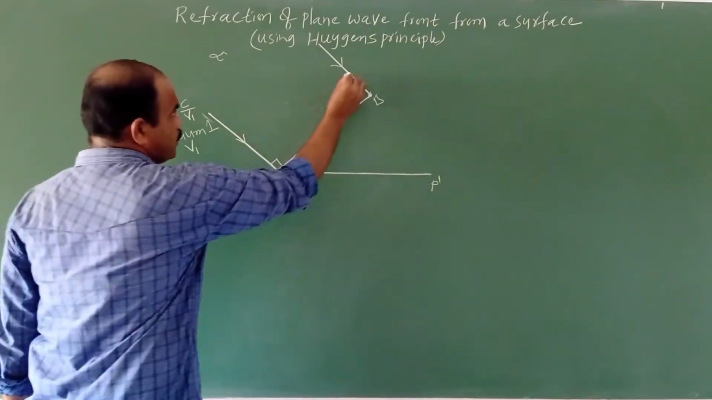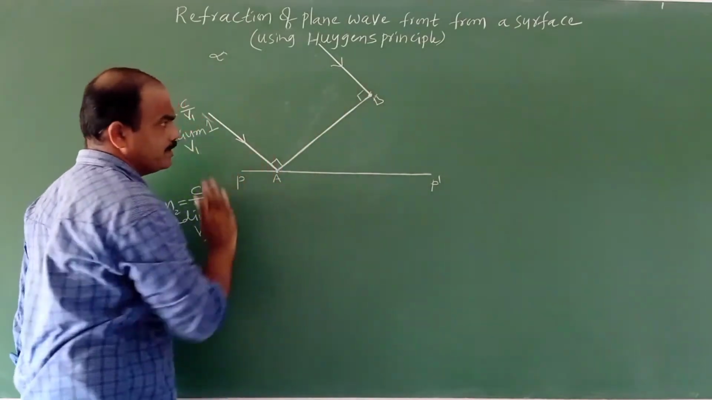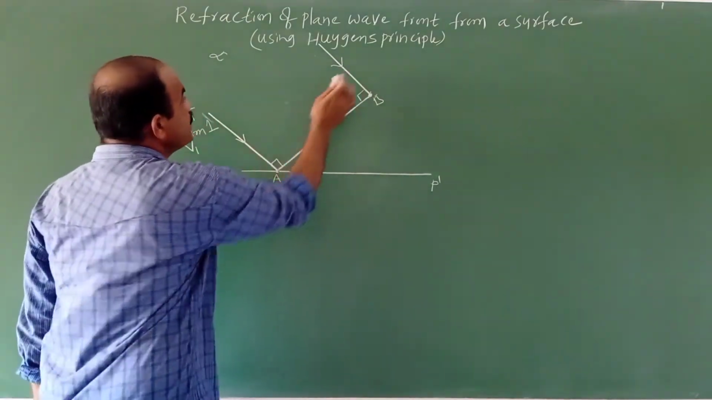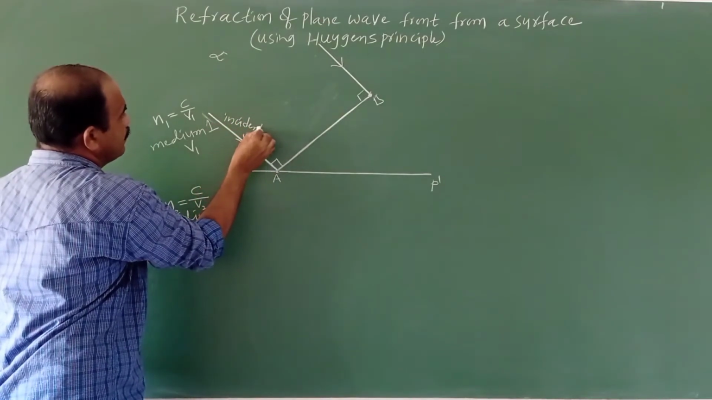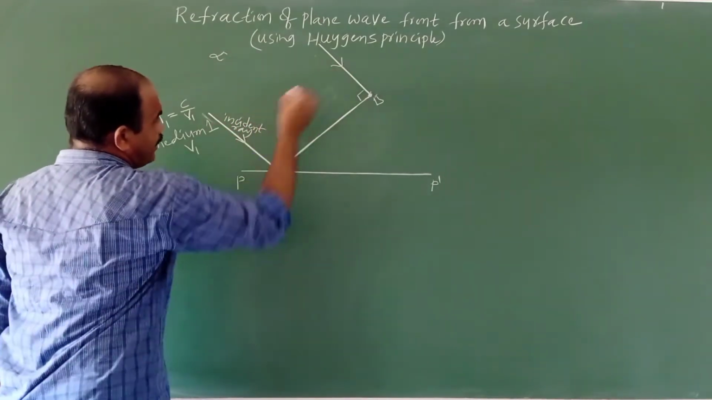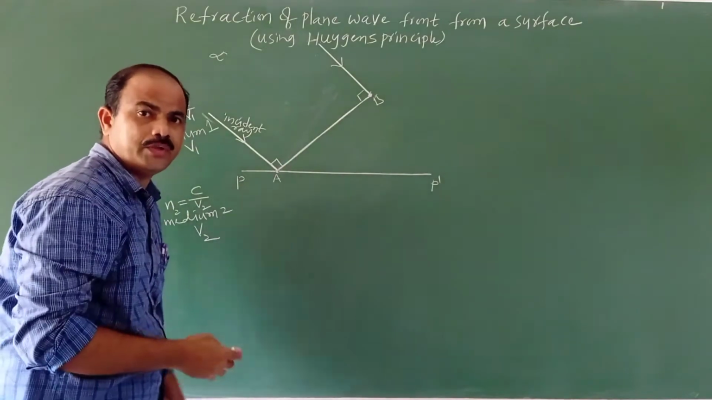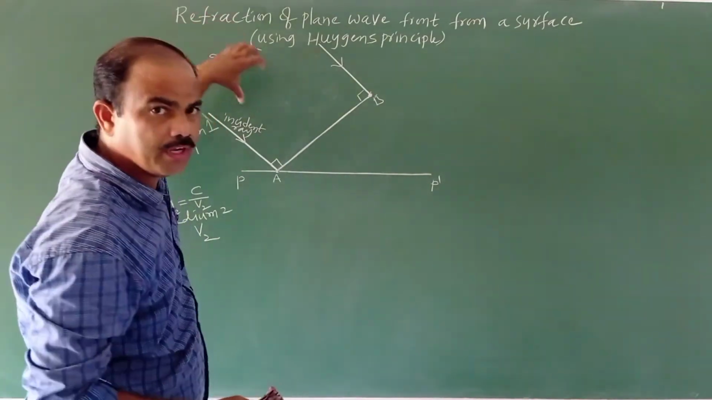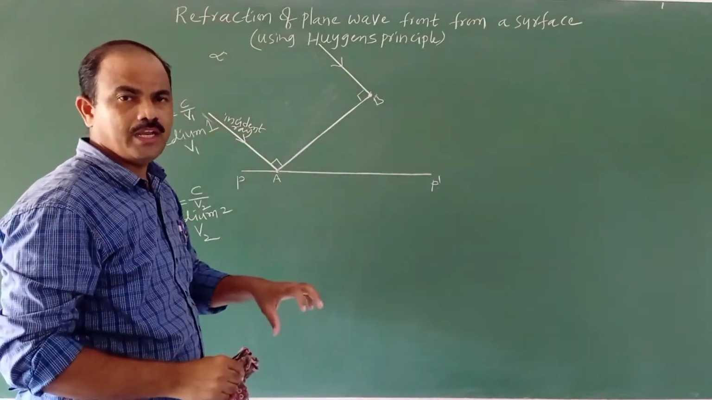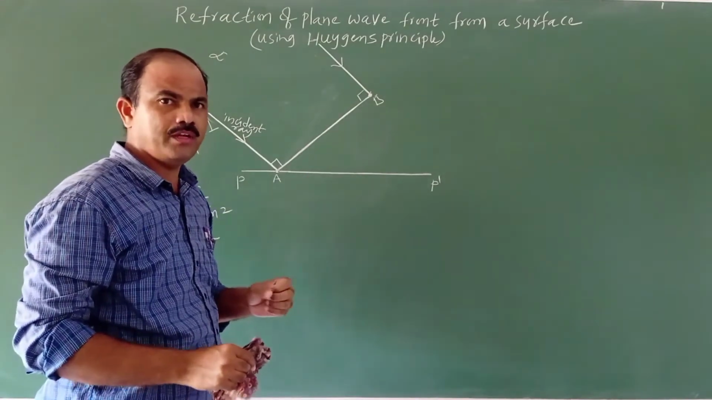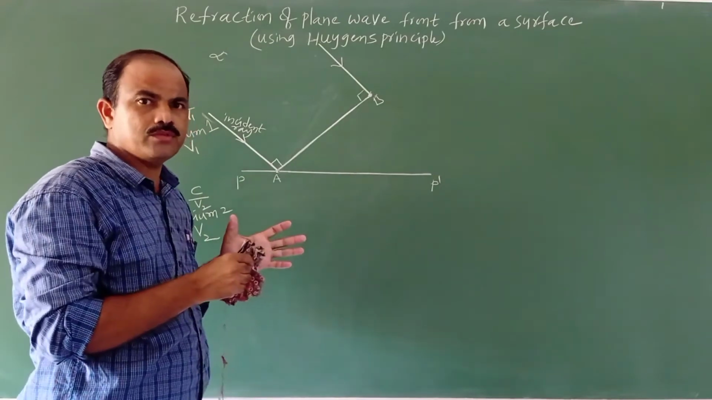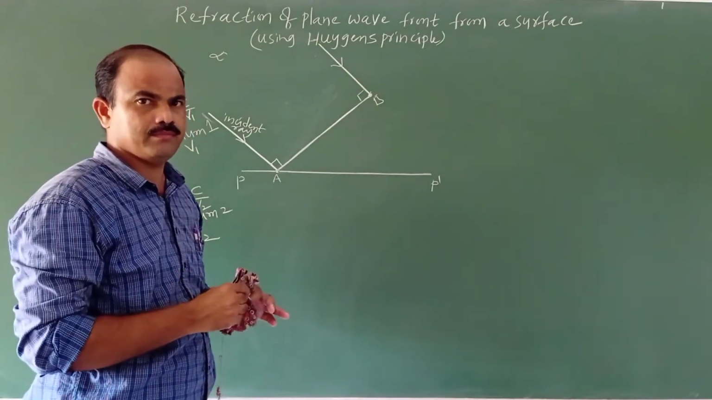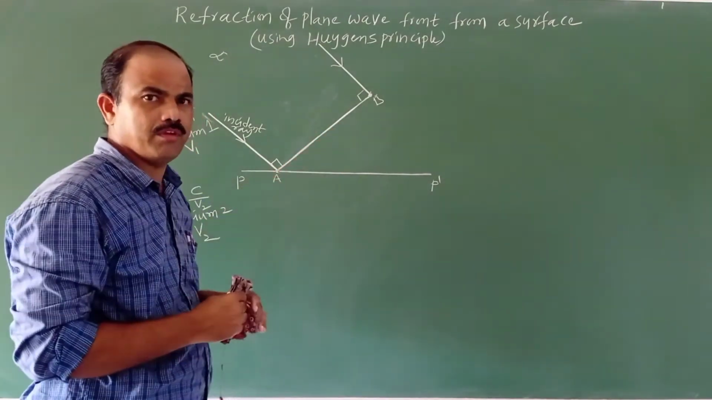Now these two rays or lines can be taken as incident rays. How are they? They are parallel to each other. Why are they parallel to each other? Because they are coming from the infinity source of light. The light rays coming from the infinity source of light are parallel to each other, and that wavefront is nothing but the plane wave.